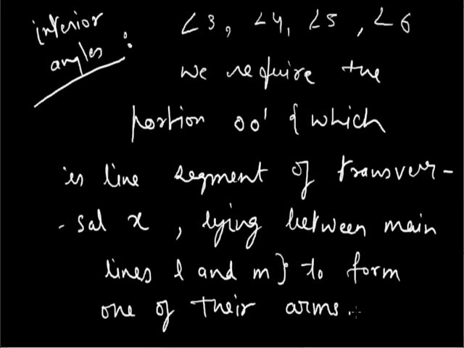So exterior angles and interior angles are opposite of each other. An exterior angle is one whose arm does not include the line segment of the transversal which lies between the two lines we are talking about. Similarly, interior angles are those angles whose arm include the line segment lying between the two main lines, which in our case are lines L and M.